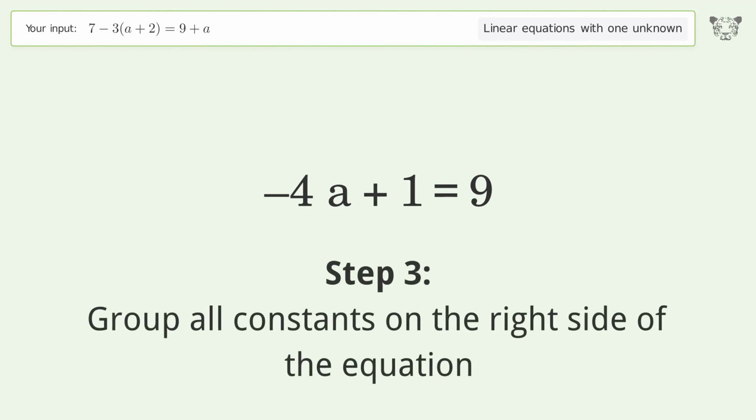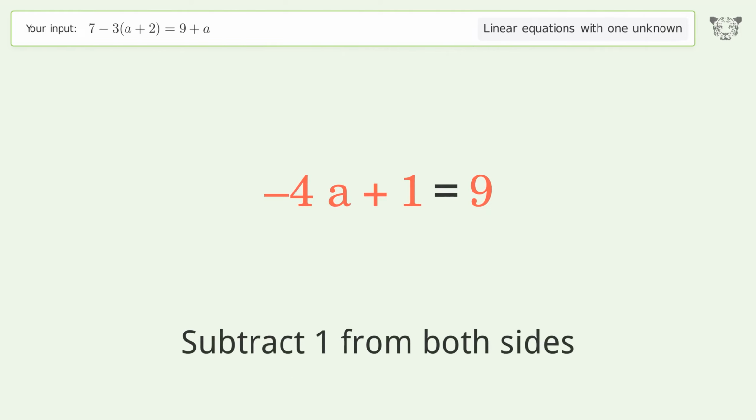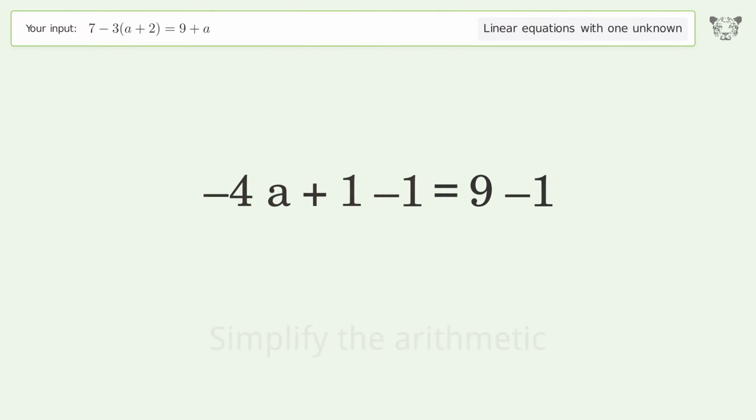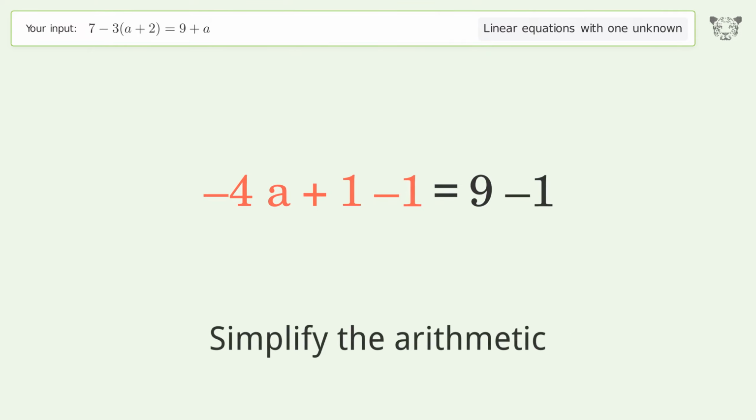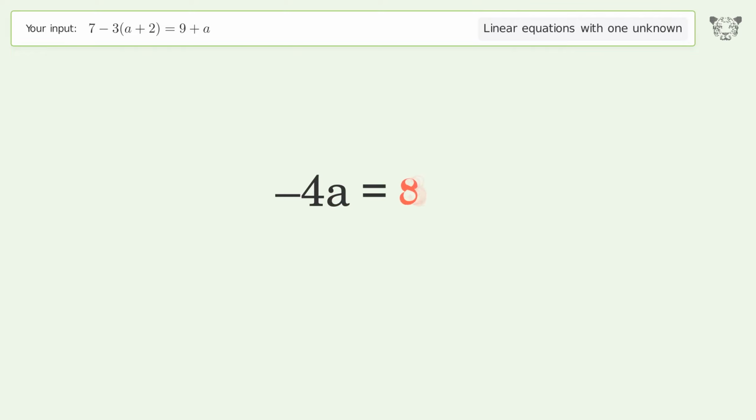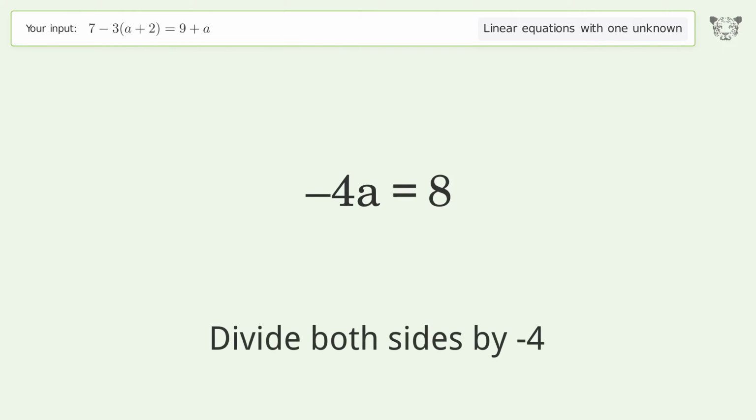Group all constants on the right side of the equation. Subtract 1 from both sides. Simplify the arithmetic. Isolate the a. Divide both sides by -4.